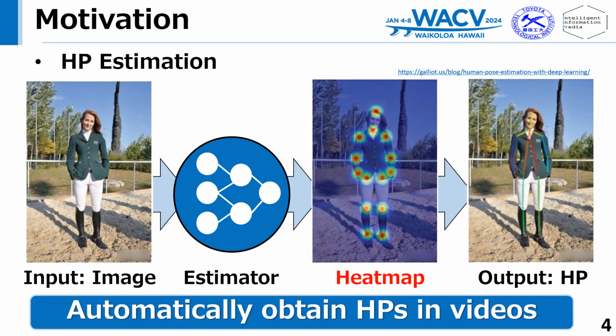To reduce such annotation cost, human pose estimation has been studied. In a typical approach, heat maps are output for each key point, and these are integrated to estimate the pose. By human pose estimation, we can automatically obtain human poses in videos.